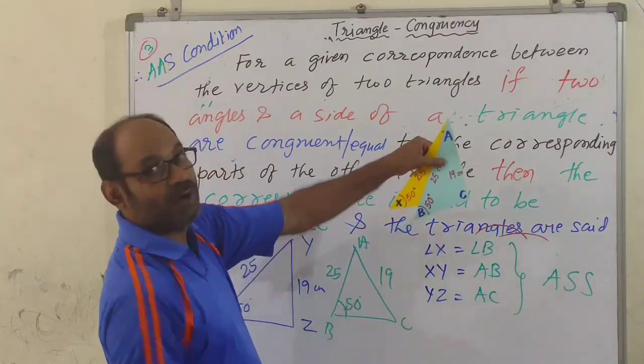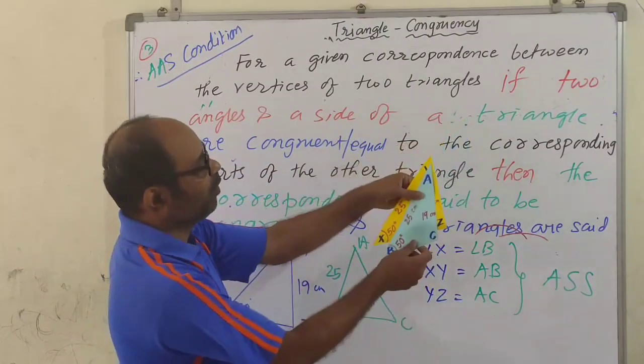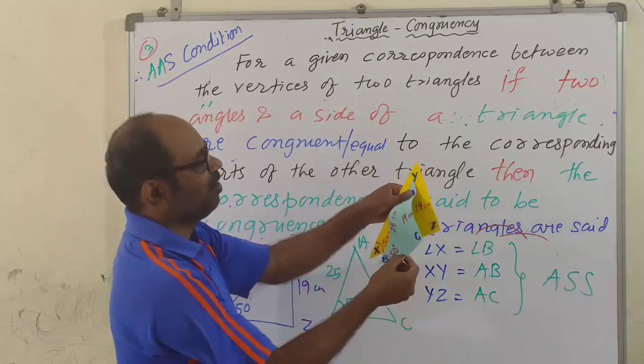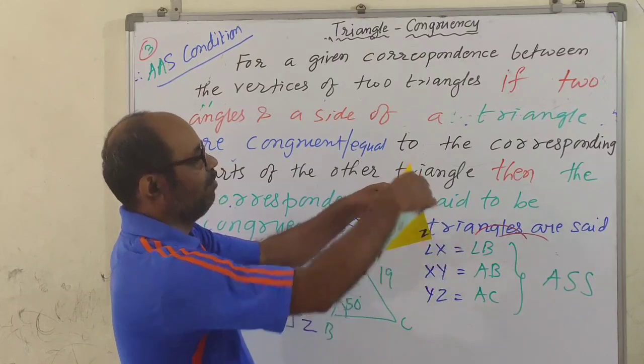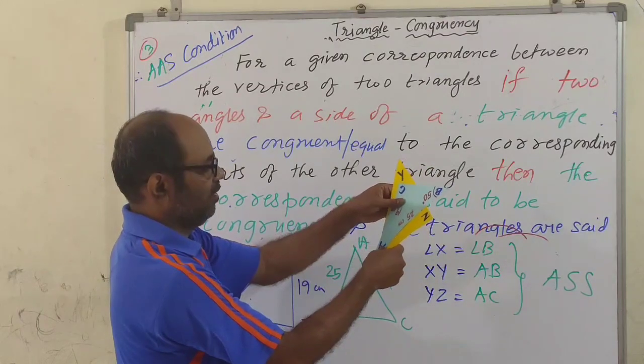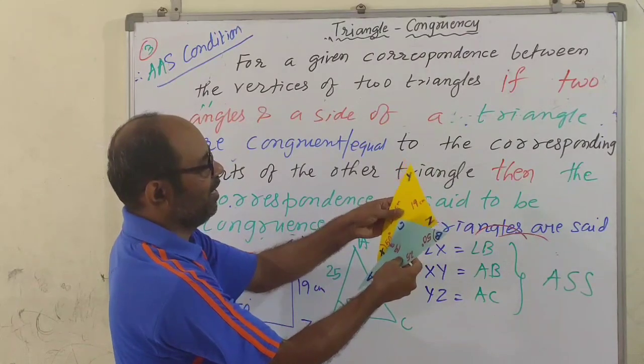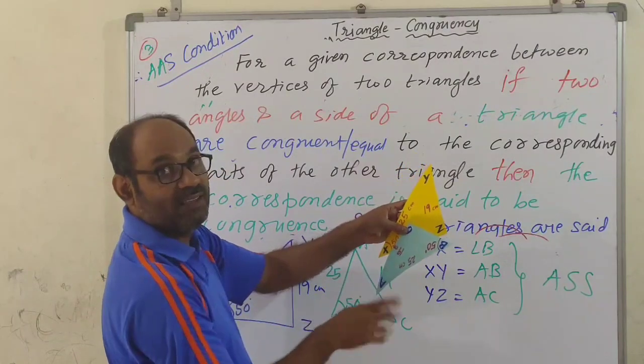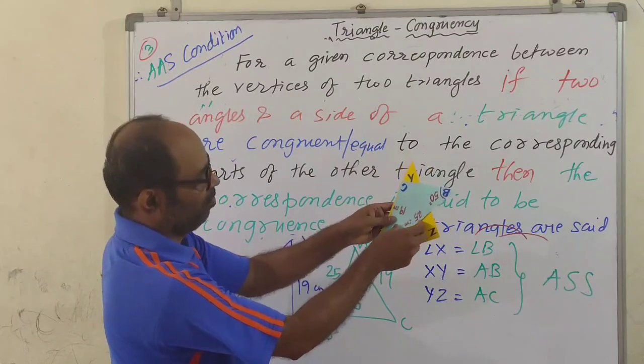This is the first correspondence. ABC corresponds to YXZ. They are not congruent. I am turning it. Now this. YXZ corresponds to CAB. Not congruent. You can see they are not congruent.